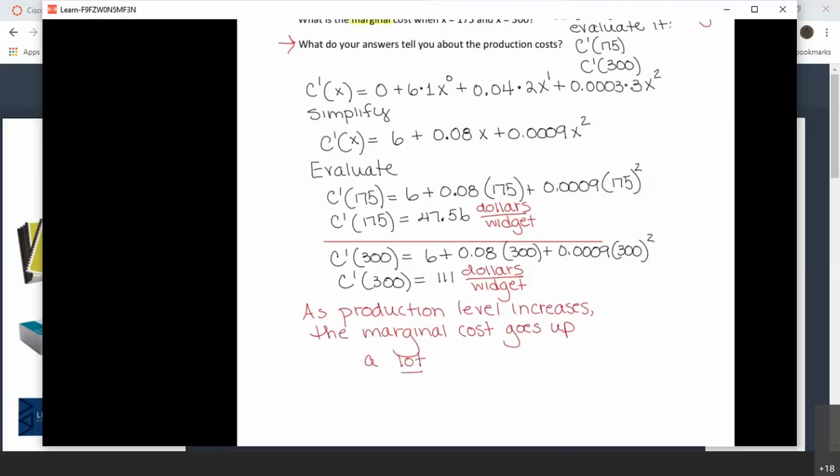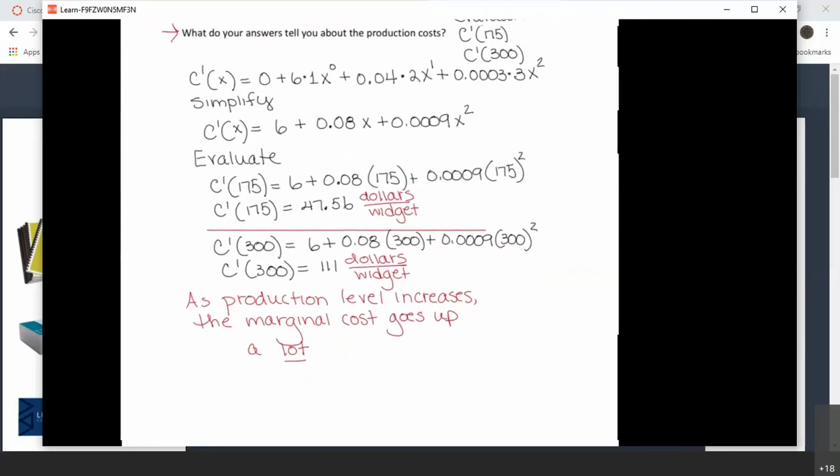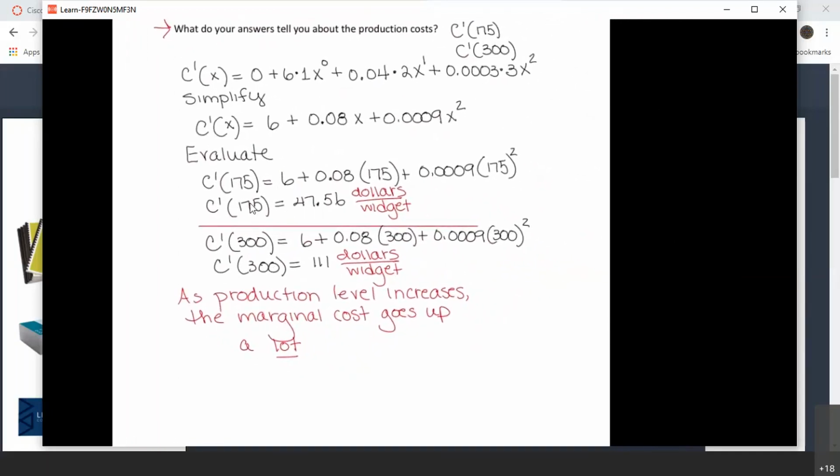Okay, a lot being a technical term. You can see the difference here. I didn't quite double my production level, but I more than doubled my marginal cost. Everybody comfortable with that?